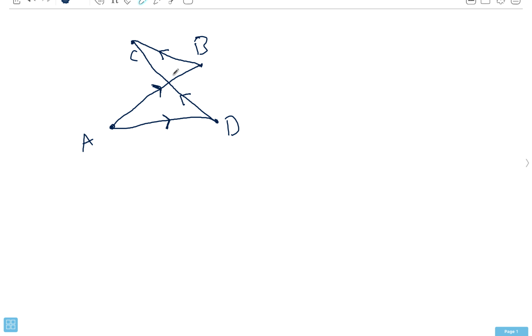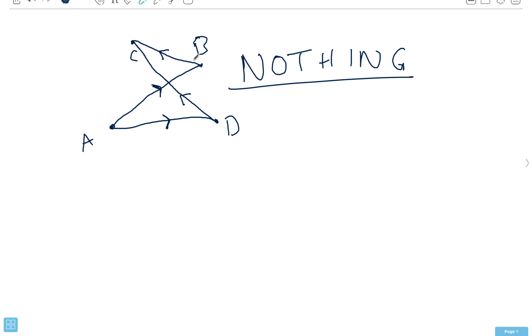Now, in terms of bound vectors and free vectors, what can you say? What's anything special that you see about this figure? This figure right here. Nothing.